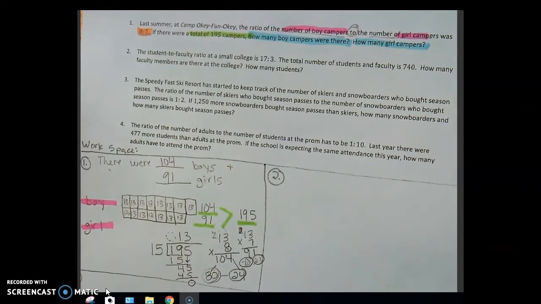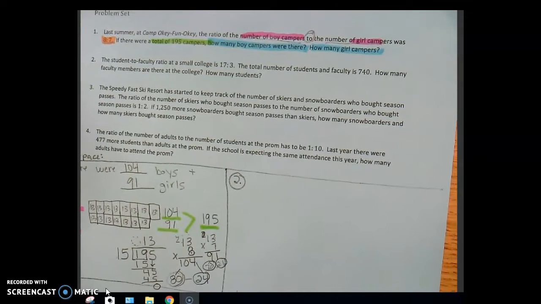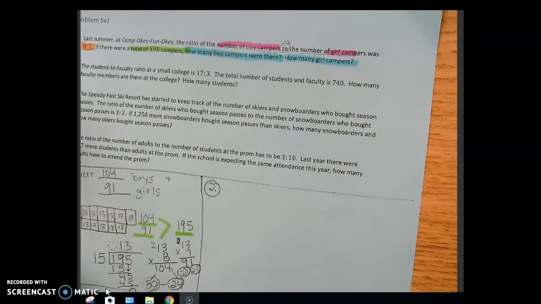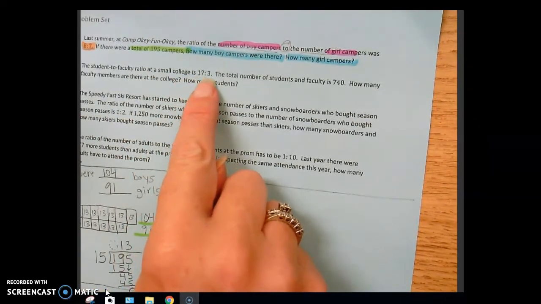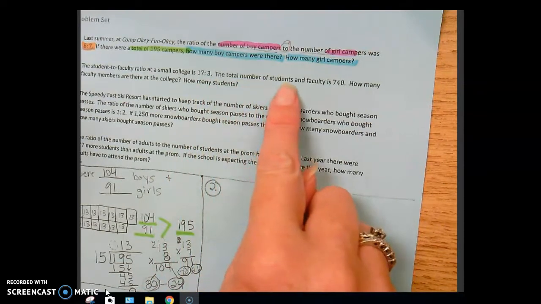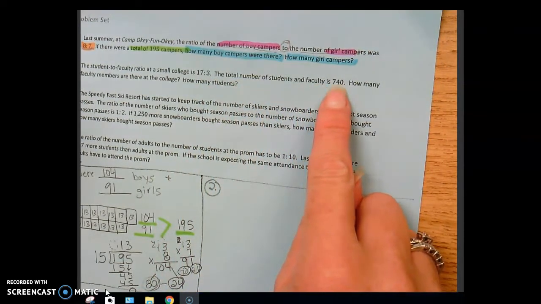If you're ready to fly on your own, go ahead and try number 2 on your own. If you're not, go ahead and stick with me. All right, for number 2, read the whole problem. The student to faculty ratio at a small college is 17 to 3. The total number of students and faculty is 740.